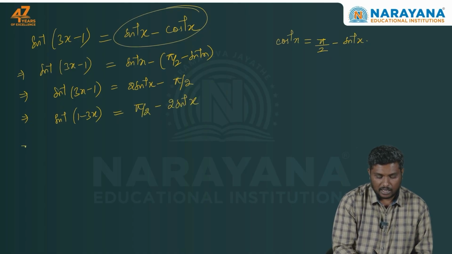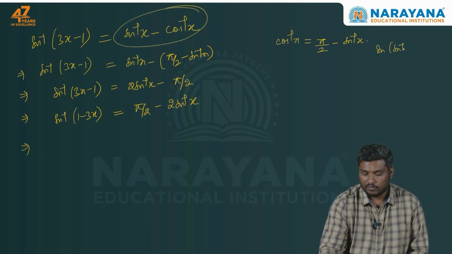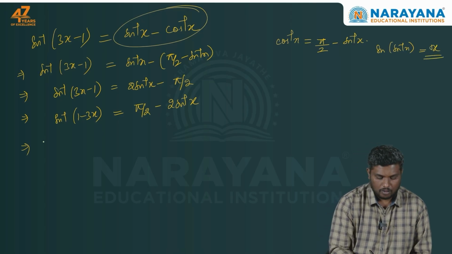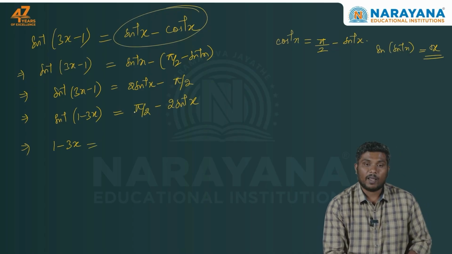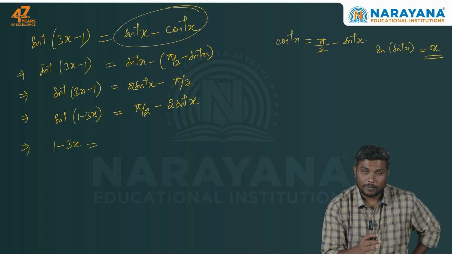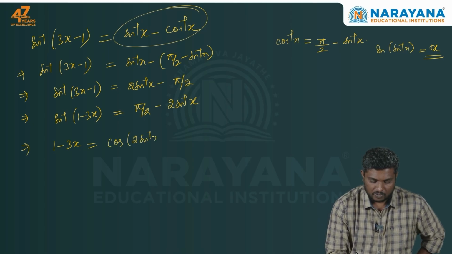So I will just apply sine on both sides. Sine of sine inverse x. What is sine of sine inverse x? For all the values in the domain it will be x. So this will be 1 minus 3x, which is equal to sine of (pi by 2 minus theta), or pi by 2 minus anything, will be cos. So cos of 2 sine inverse x.